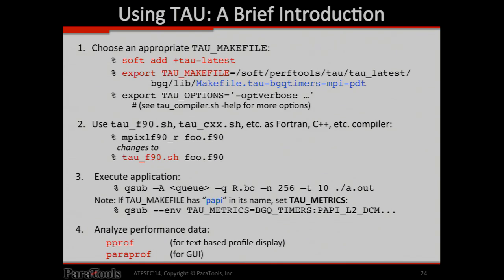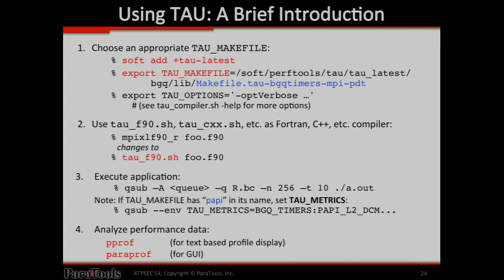Once you know which Tau makefile you want to use, on the Blue Gene just do soft add Tau latest. That'll put Tau right in your path. You immediately have access to the Tau compiler wrapper scripts. Set your Tau makefile as shown. Optionally, you can set this Tau options environment variable. You run tau_compiler.sh -help to see what the available options are. There's quite a few. And then finally, change your calls to the compilers to the compiler wrapper scripts to perform the automatic source code instrumentation.